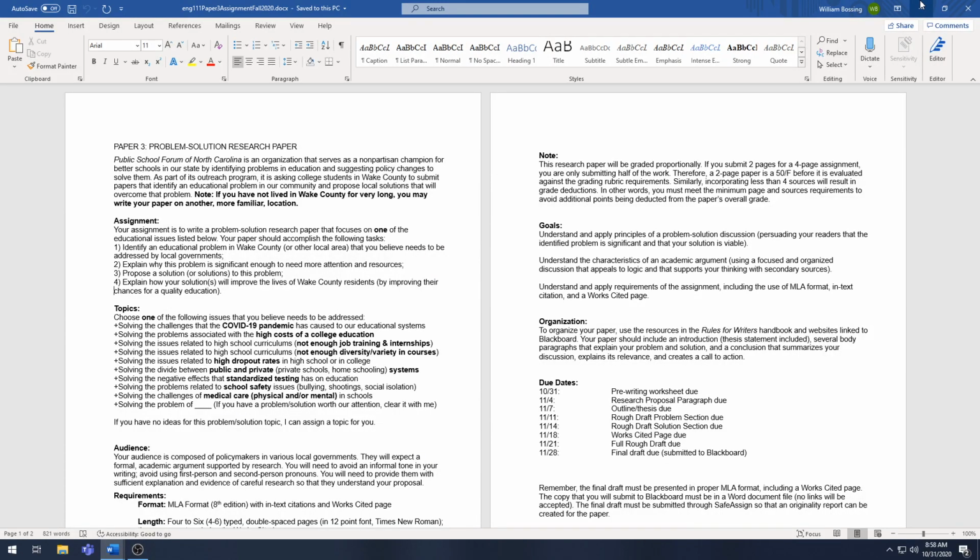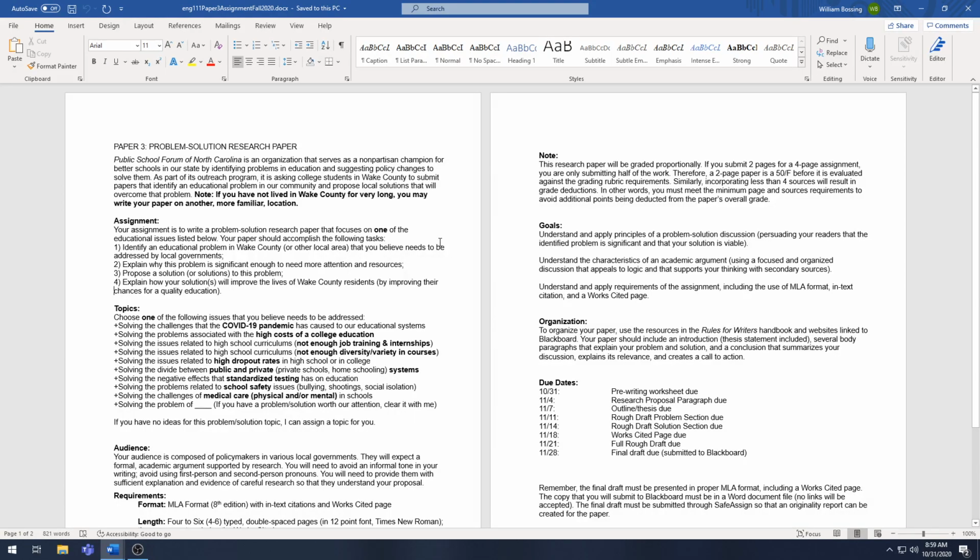And this one is all about paper number 3, which is basically what we're spending the last month of the semester on, this kind of problem solution research paper. And I just want to go over some aspects of the assignment so we're all really clear on what the assignment is asking you and looking forward to the due dates and smaller assignments over the next few weeks.